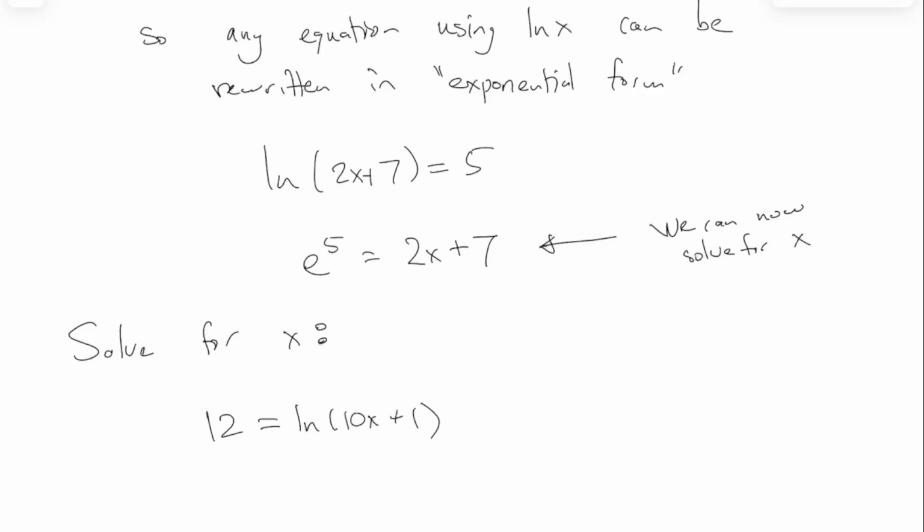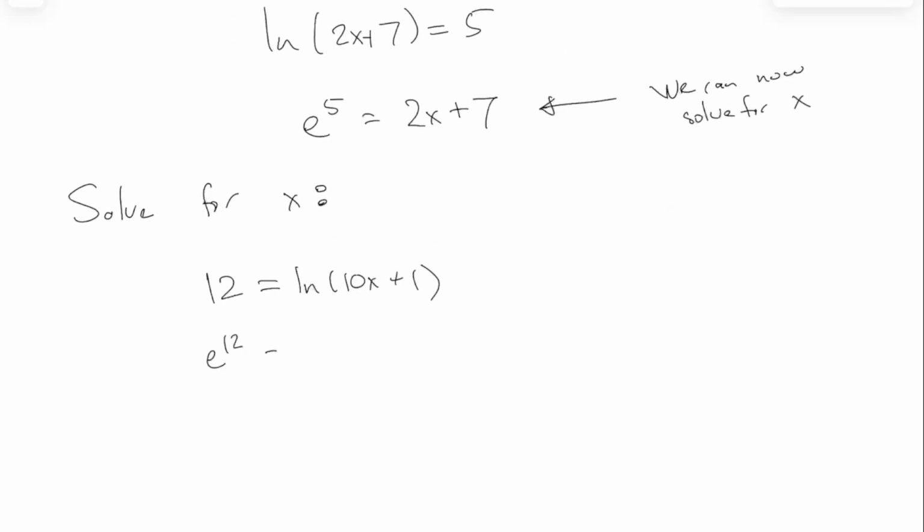So in this case, it would say e to the 12 equals 10x plus 1. And then this can be solved for x, right? e to the 12 minus 1 equals 10x. x is 1/10 times (e to the 12 minus 1). All right? I solve this by switching the log to an e. And you don't exactly switch this to an e. You have to put it in the correct spot, right?